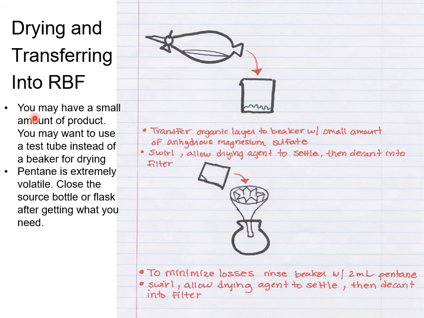You may have a small amount of product. You may want to use a test tube instead of a beaker for drying. That just depends, right? Pentane is extremely volatile, so volatility means that it evaporates very easily. So you want to close the bottle or flask as soon as you're done.